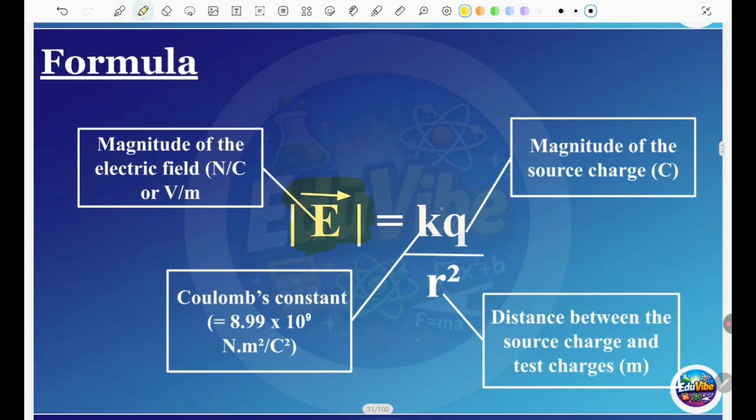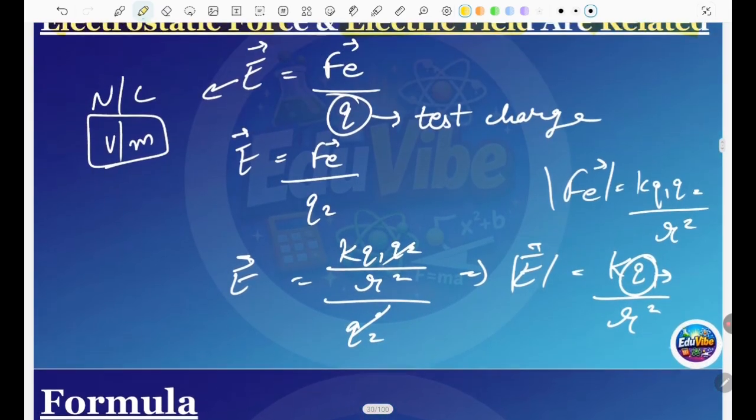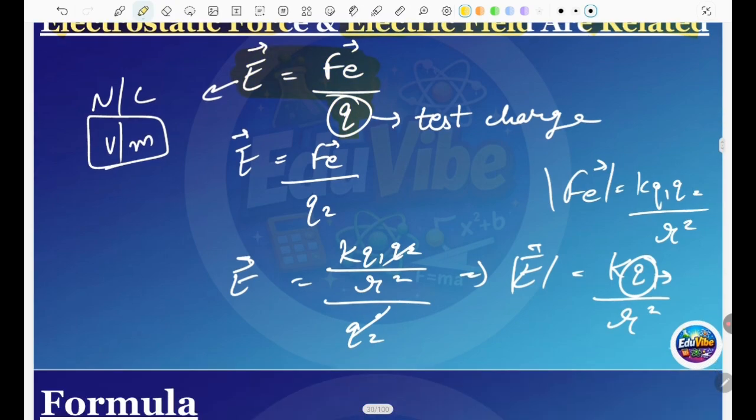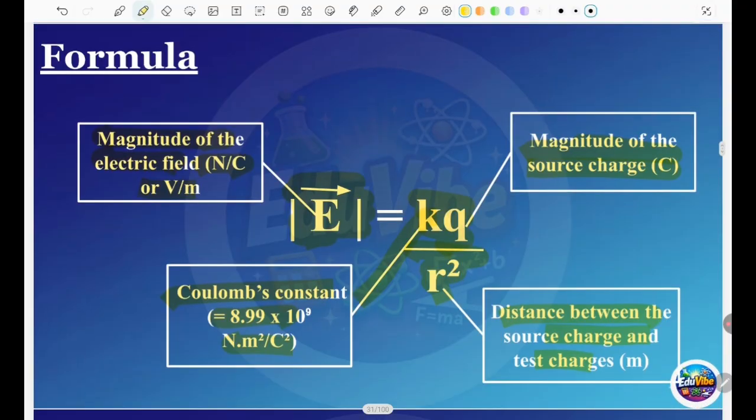So the electric field is equal to k times Q over r squared. E is the magnitude of the electric field, in newton per coulomb or volt per meter. This is Coulomb's law, as we all know, and k is the constant value. r squared is the distance between the source charge and the test charge, and Q is the magnitude of the source charge. We will not use the earlier formula anymore. We used it just to derive this formula for the electric field, which includes k.